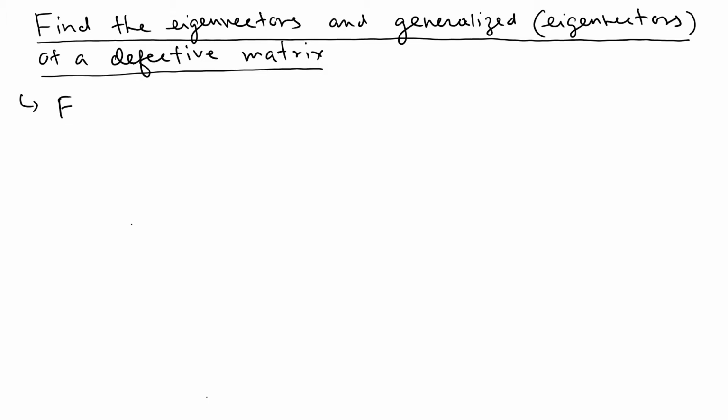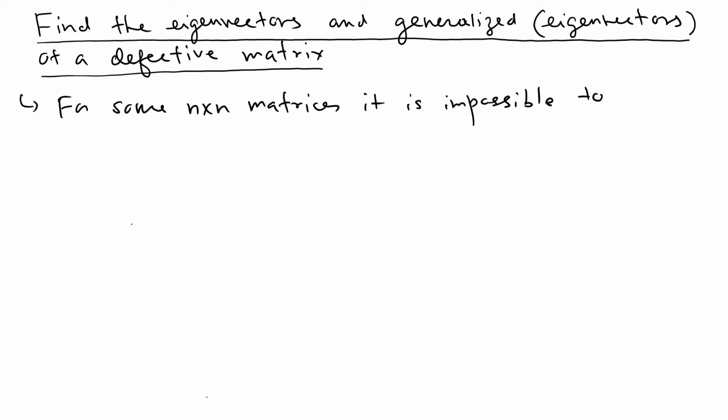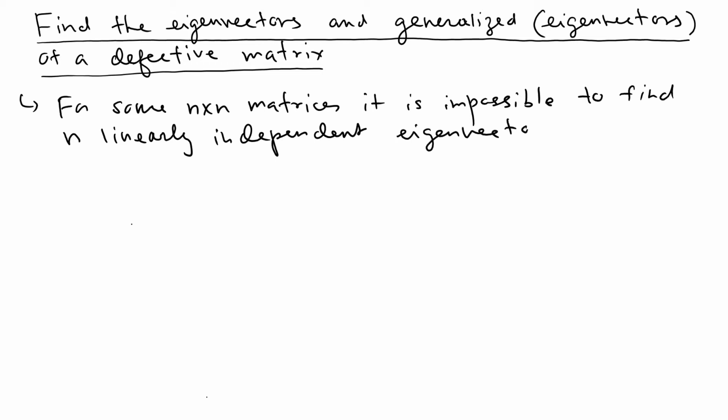Let's say for some n by n matrices, it is impossible to find n linearly independent eigenvectors. In these cases, we can find what we call generalized eigenvectors.